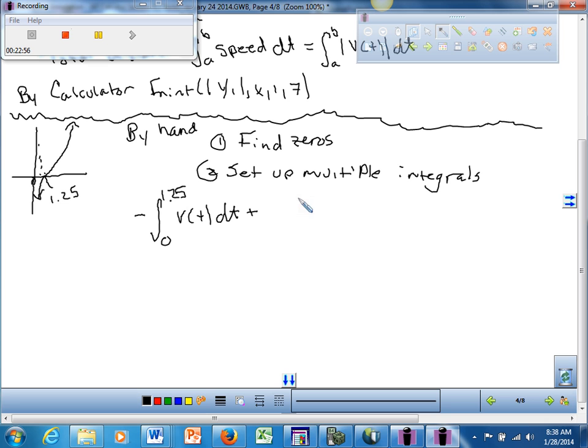Plus the integral from where to where? 1.25 to 5. And I don't need an absolute value because it's already positive. v of t dt. So this is the trick with all absolute values, derivatives and integrals. You need to think about where this function has 0 and what's going on to the left and right.